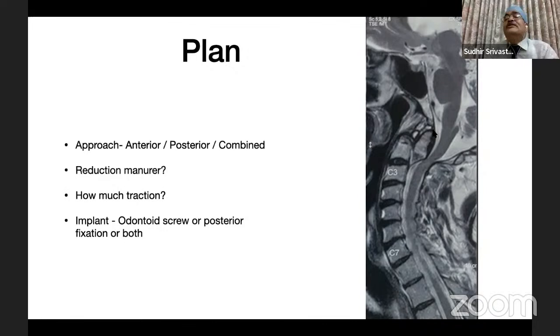whenever we try to reduce it, it is always an awake reduction. So I will try to reduce it, and here a little bit of pull is required. What is important is your vector of traction. It has to be done anteriorly because it has displaced posteriorly. The fractured part of the dens along with the C1 arch and skull has gone behind. So when you put tongs in the skull, you give gentle traction and try to flex it, and it should fall because this is a fresh injury. I think the days you told, Dr. Tushar, how many days? Sir, 10 days.